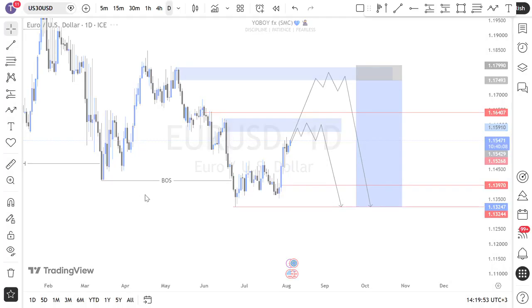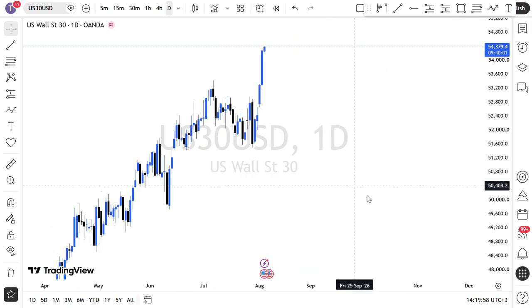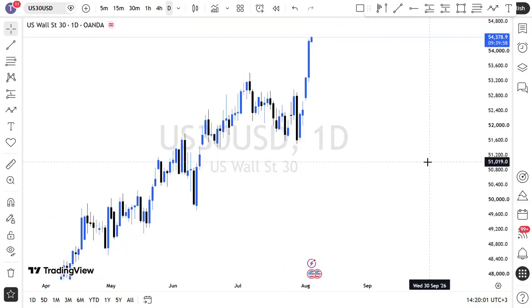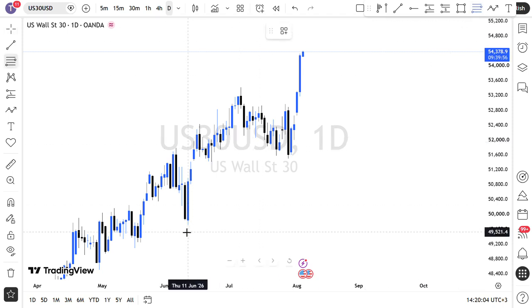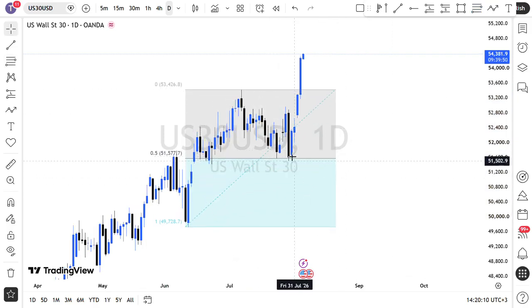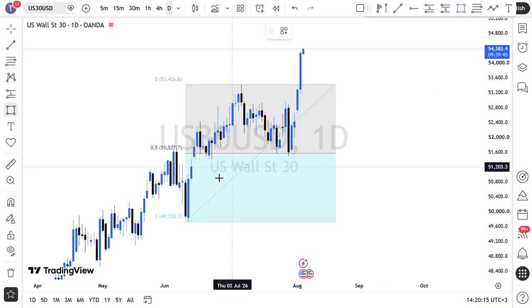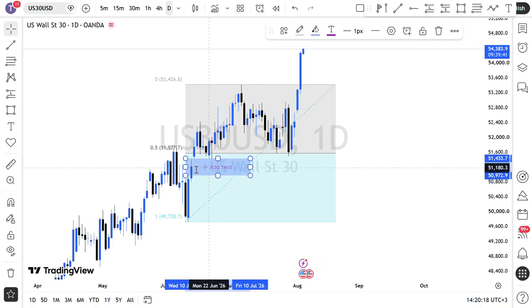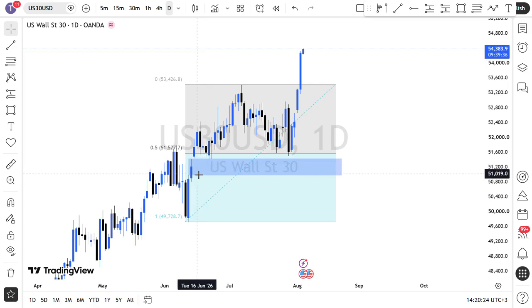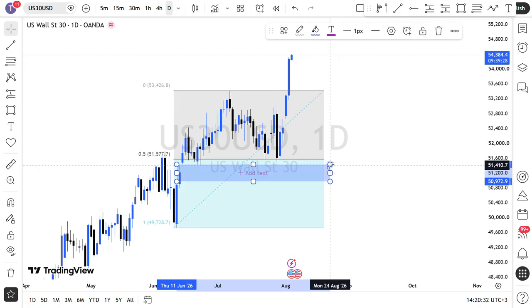On our US 30, the point of interest that we had marked on our last video didn't have price reacting from it, and therefore we didn't have any confirmation. Everything was thrown out of the window. So we had price coming back into this 50% level, and then you can see how aggressive price has been to the upside. From our last analysis, I expected price to drop down into this point of interest down here, and then we have a move to the upside. But price just tapped into the 50% level, and then we have the aggressive move to the upside.